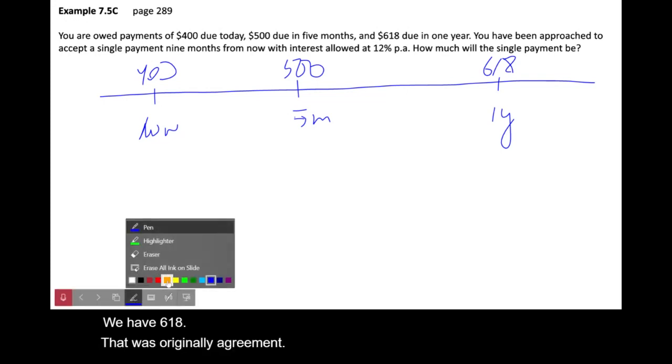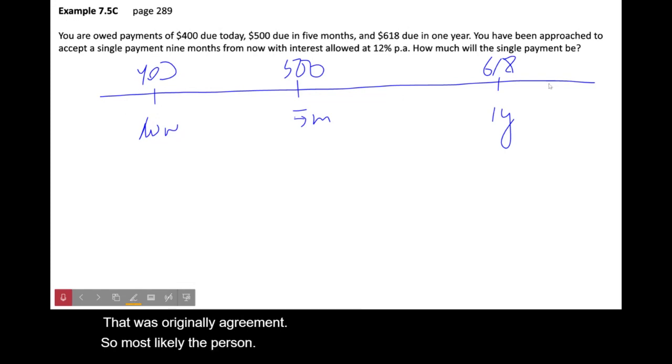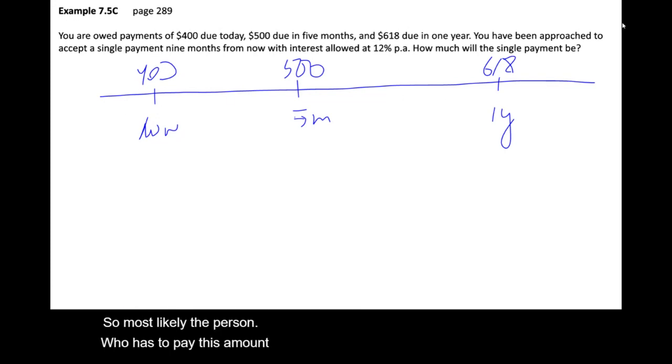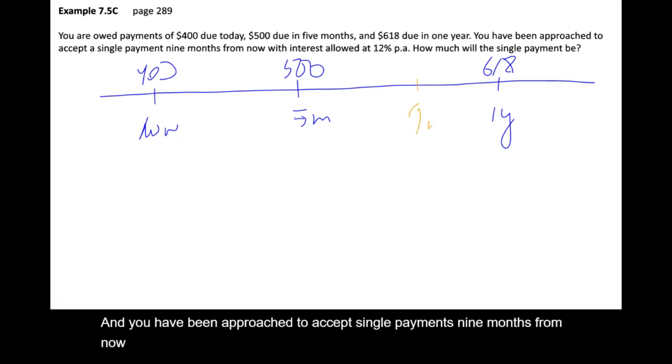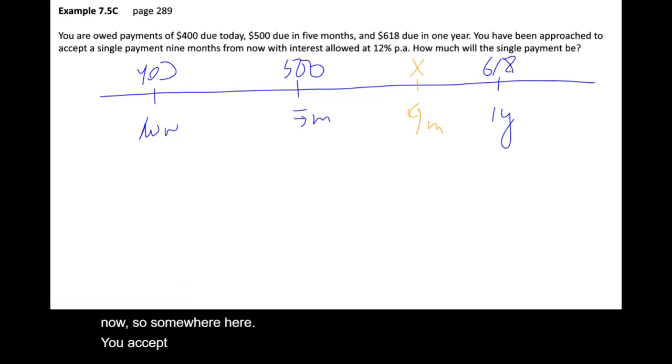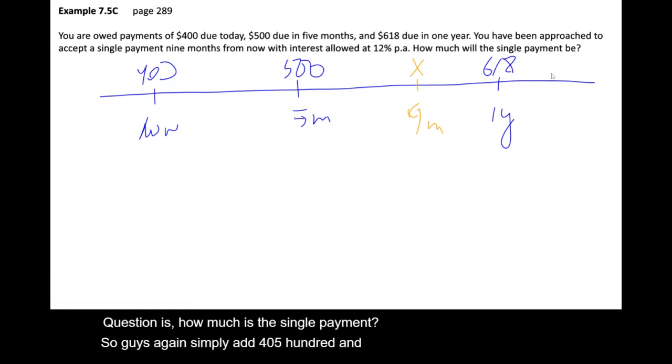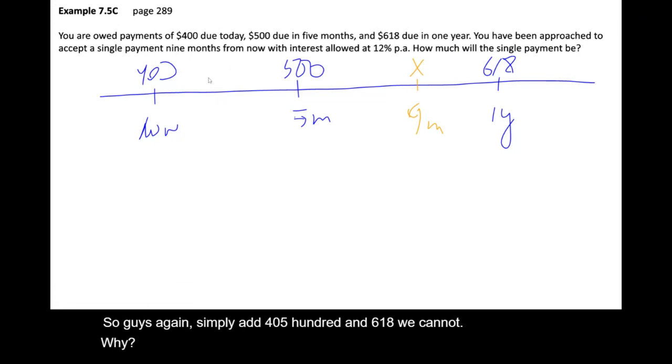Most likely the person who has to pay this amount couldn't do that, and you have been approached to accept a single payment 9 months from now. So somewhere here, you accept a single payment. The question is, how much is the single payment? Guys, again, simply add 400, 500, and 618? We cannot. Why? Let's analyze.